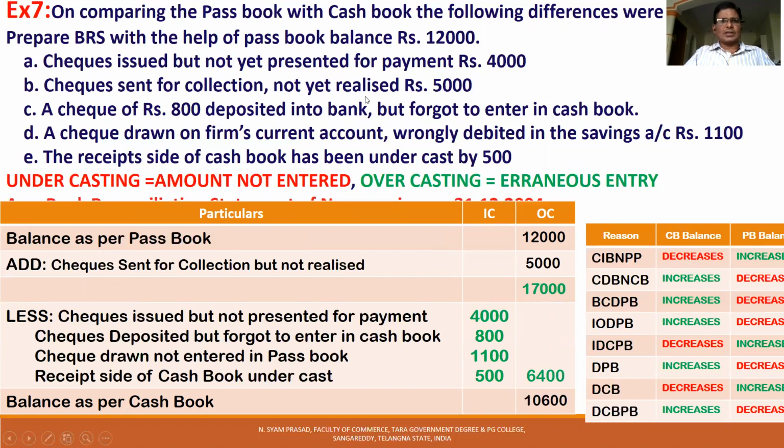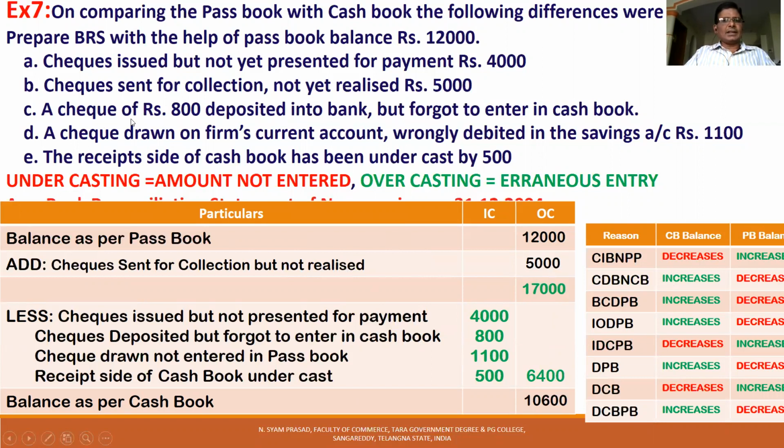Check sent for collection not yet realized, that means checks deposited but not collected. Whenever a check is sent for collection, we first debit the cash book. Cash book increases but it is not realized, so passbook decreases. Given is the passbook. Passbook balance decreases, so we have to add. Checks deposited but not collected: passbook decreases, so add.